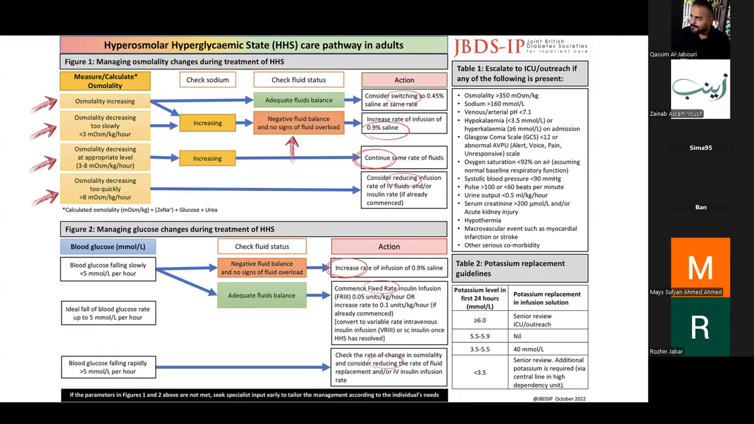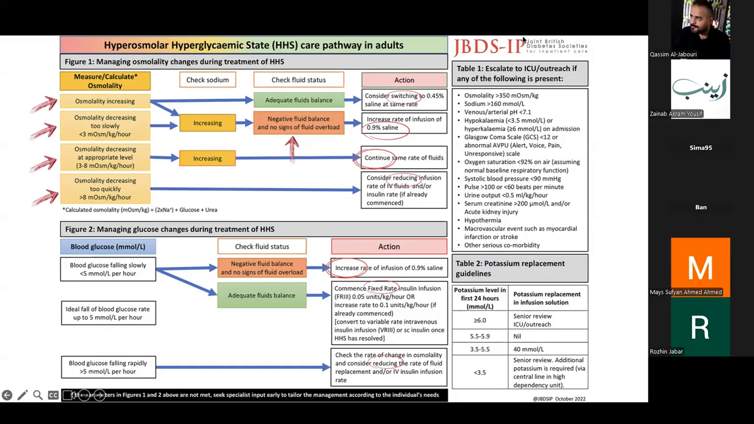Any questions so far? I know it's a lot of numbers and a lot of things to keep an eye on, but I find this chart very useful. When you see such patients, just look at this chart and manage accordingly. But I'm happy to answer any question if anyone has any.